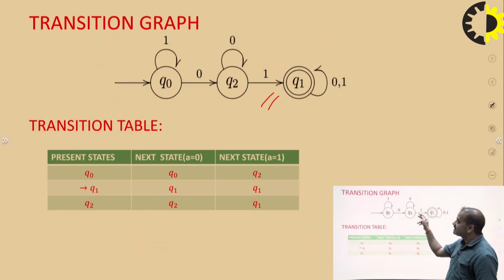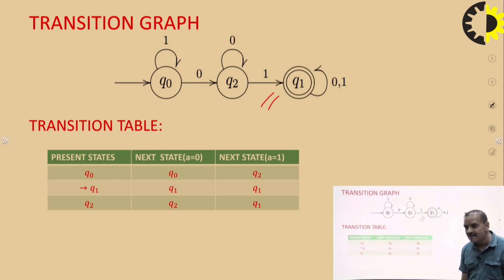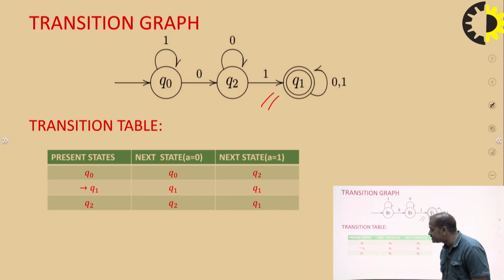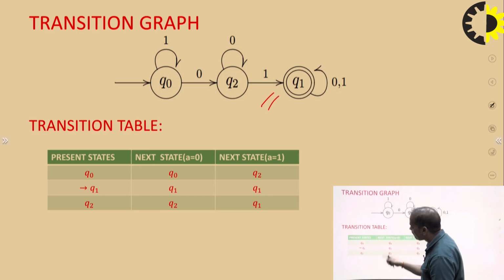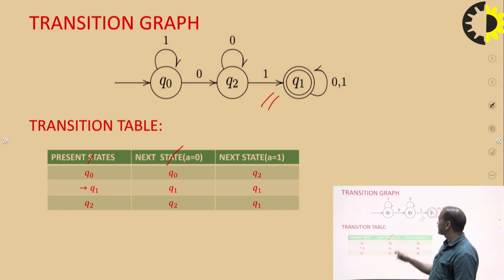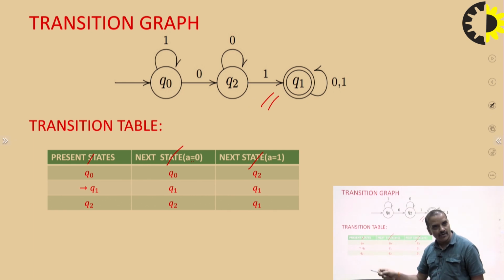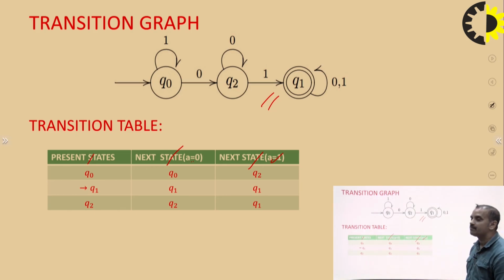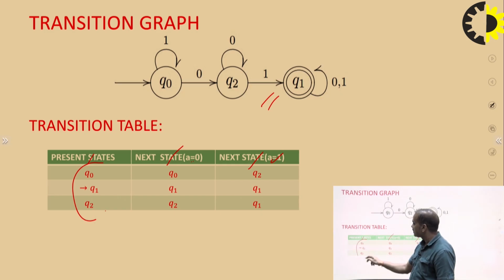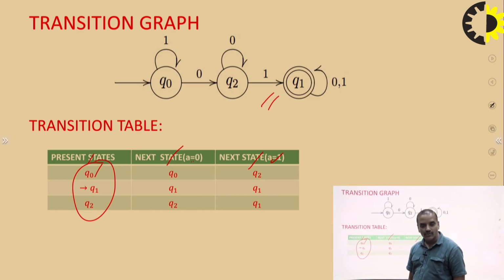Now, this given transition diagram can be represented in the form of a transition table. This is the machine represented in the form of a graph. We want to represent this machine in the form of a transition table. Here we have to make the format of the table. This is the present state, this is the next state for input 0, and this is the next state for input 1. Here we mark the states Q0, Q1, Q2.